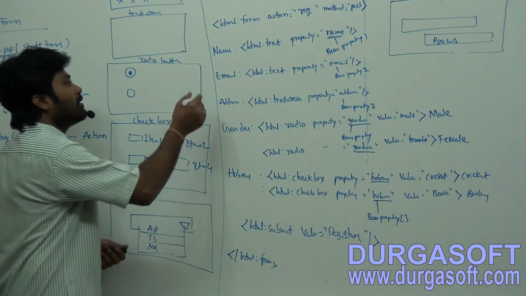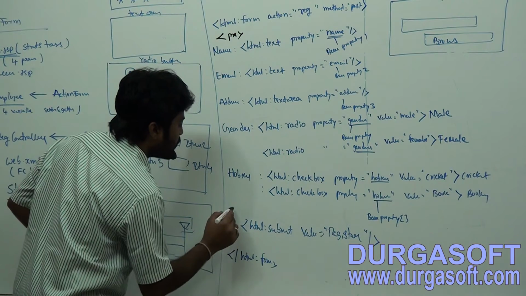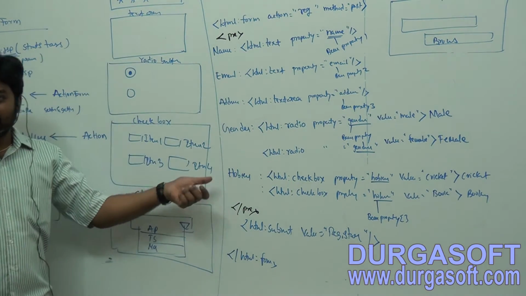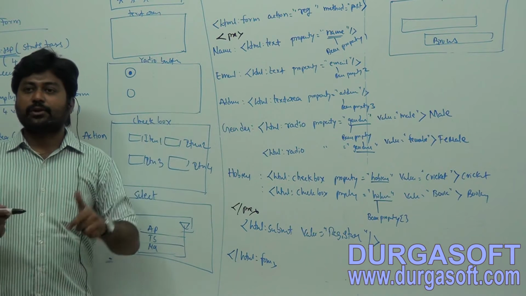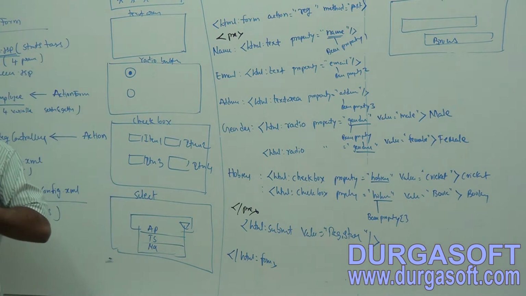We have one tag, right? The pre tag. In between pre and pre also we can put the same arrangement, and the same arrangement view it will show us. Okay, but this pre tag is not recommended. The recommended one is table only.